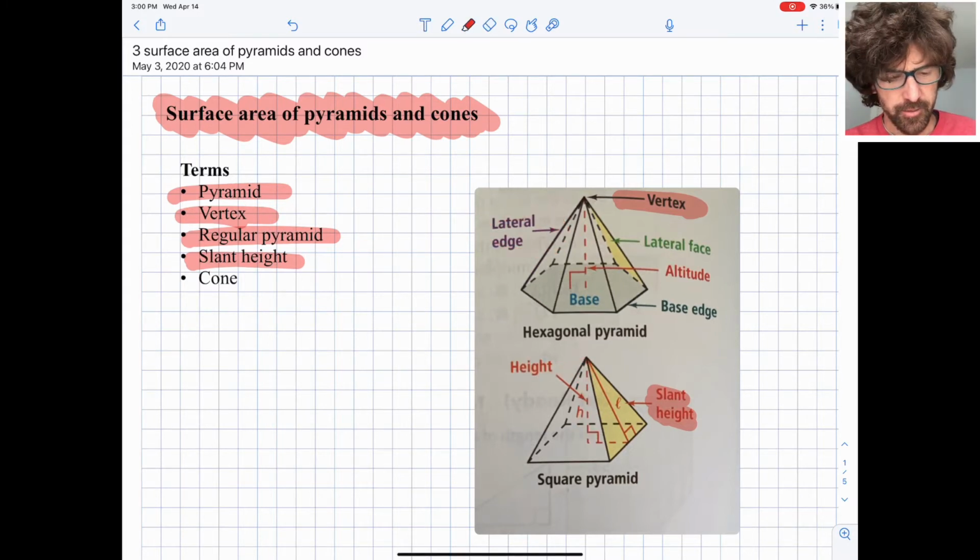A cone, by the way, is simply a circular pyramid, right? A pyramid with a circular base. And a cone won't have lateral faces. It has one curved face that wraps around the sides of the cone.